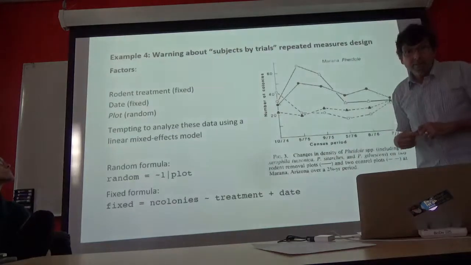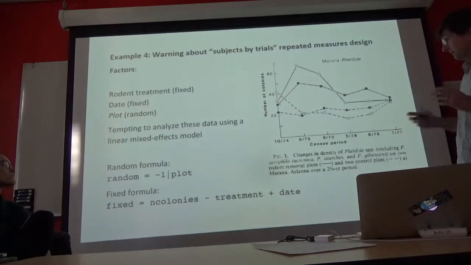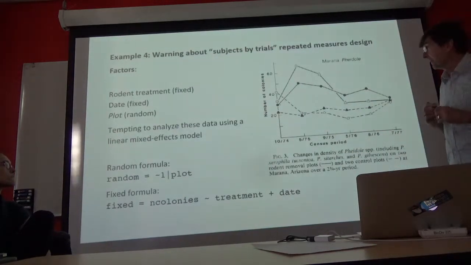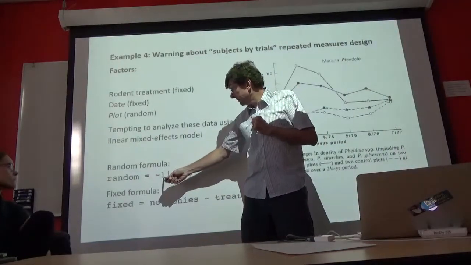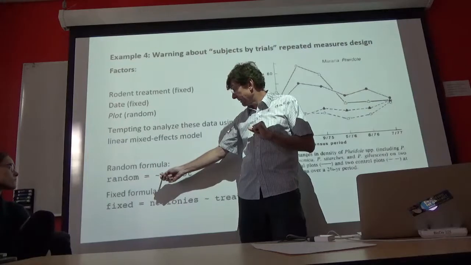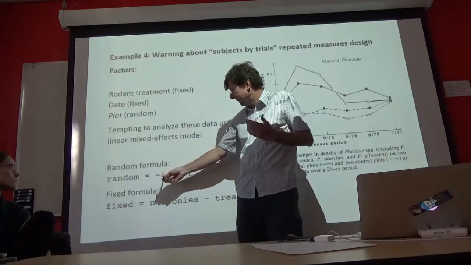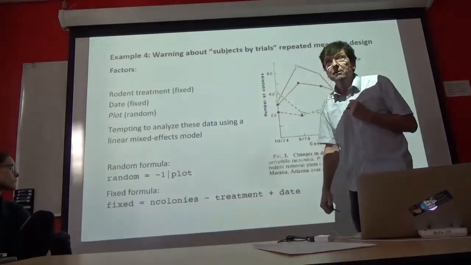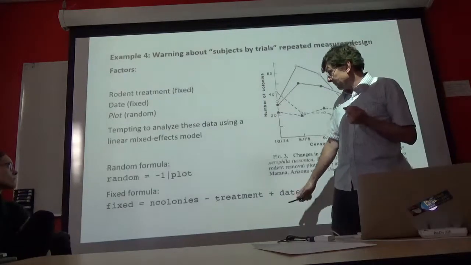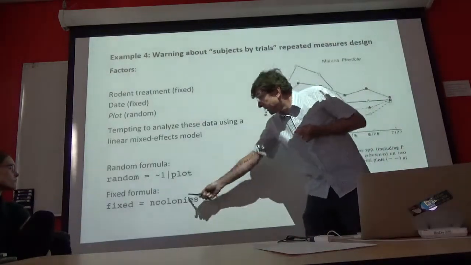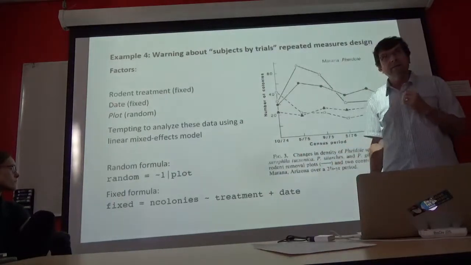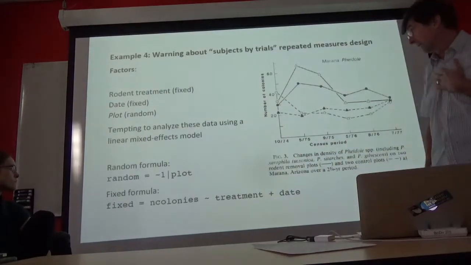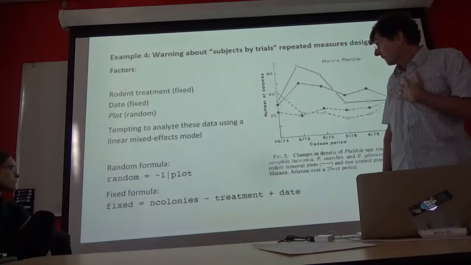And here's how you would model it if you did this. So again, there would be a random component. There would be a random intercept associated, a mean density of ants, basically, for each plot. And those are the random groups. And then there would be two fixed effects that affect the ant density, the treatment itself, and then date. So date would be modeled as a fixed effect, plot as the random effect.